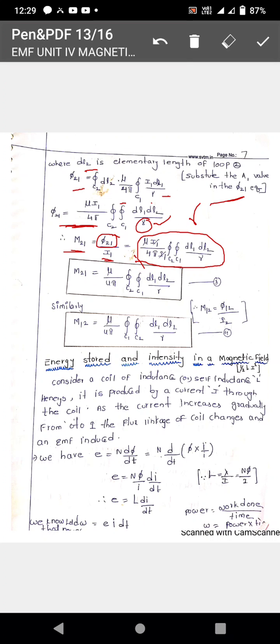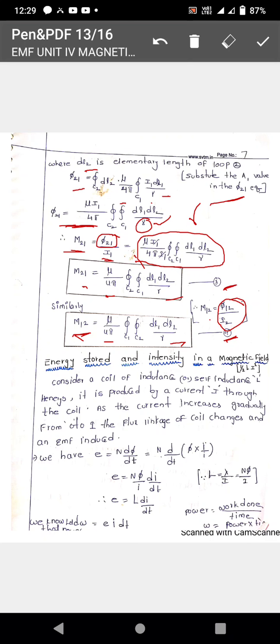Therefore, M21 equals mu by 4 pi closed integral over C1 and C2 of dL1 dot dL2 by R. Similarly, we calculated M12. M12 equals mu by 4 pi closed integral over C1 and C2 of dL1 dot dL2 by R, where M12 equals phi12 by I2. That is Neumann's formula for calculation of mutual inductance. Equations 3 and 4 may be called Neumann's integrals or Neumann's formulae.